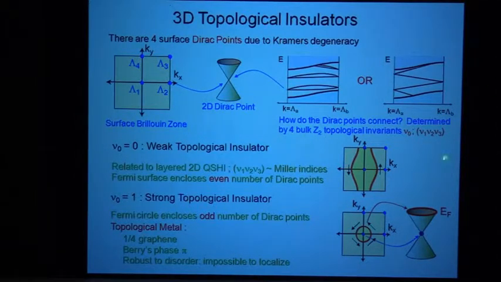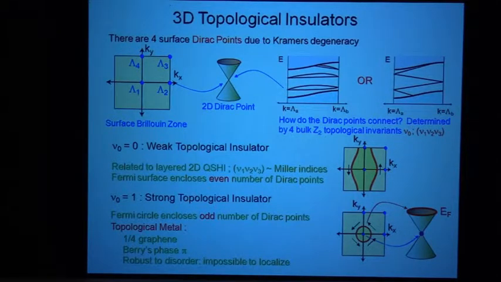Now, on the weak topological insulator, the Fermi surface encloses an even number of these Dirac points. Okay, and on some surfaces, that number could be 0. So, for instance, on the top surface of a stack of two-dimensional topological insulators, you don't have any surface states.